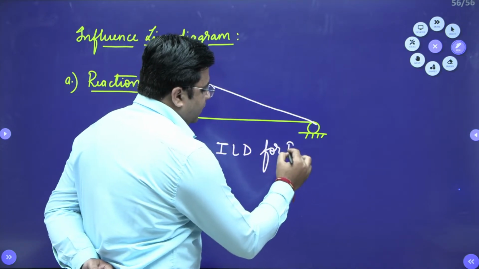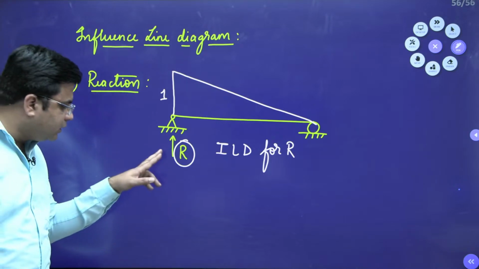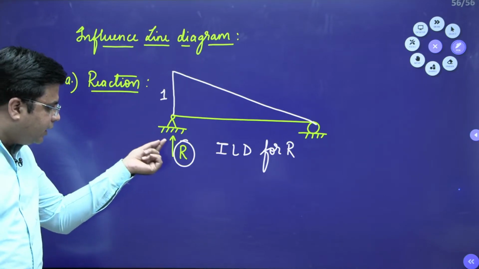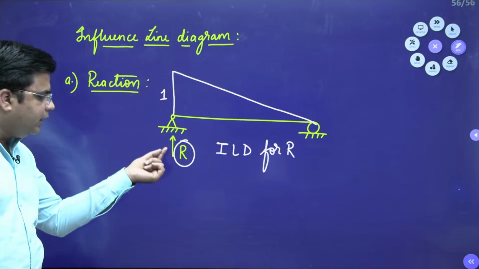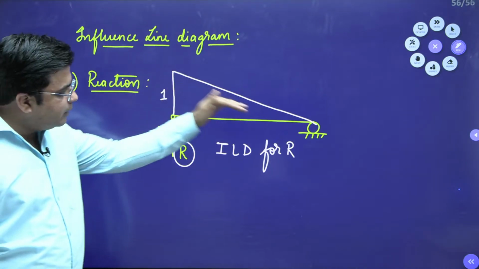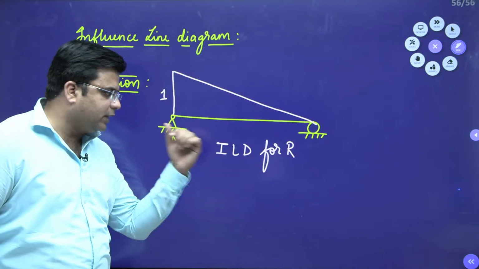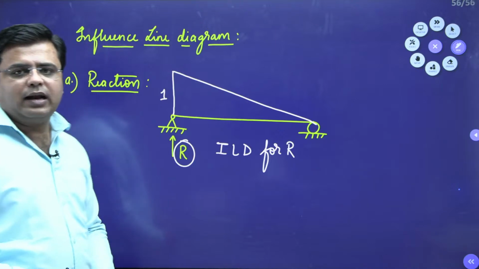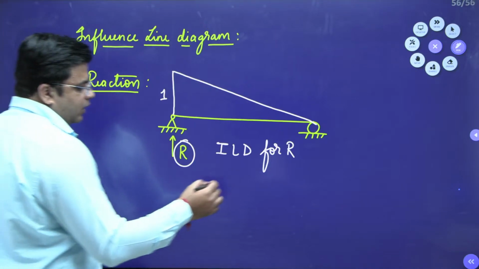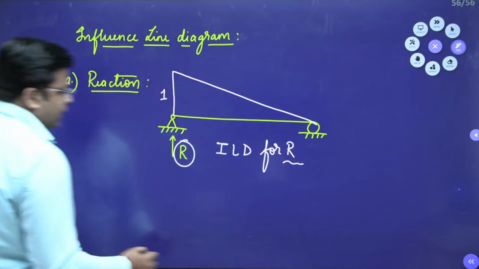What I said? If you need to draw the ILD for any reaction, then just remove that reaction and displace the beam in the direction of reaction by 1 unit. Then the deflected shape of your beam will give you the ILD for that particular reaction. So, this is how you can have the ILD for the reaction at any point.